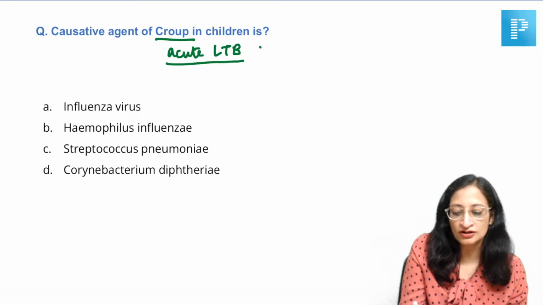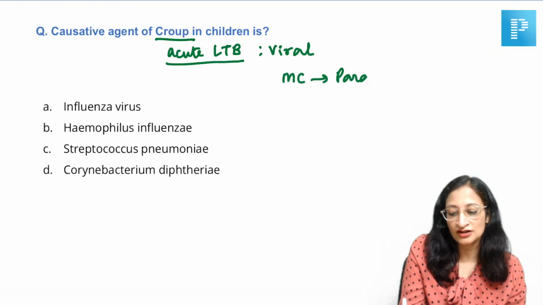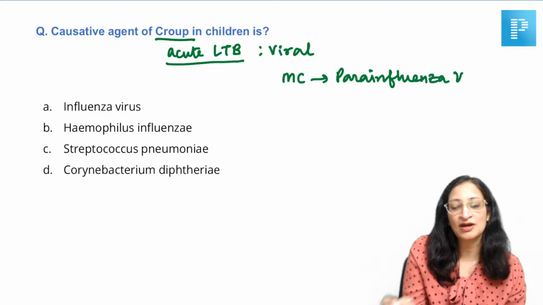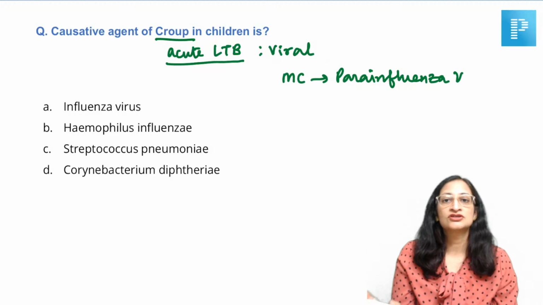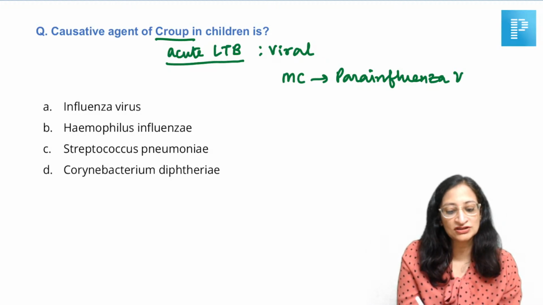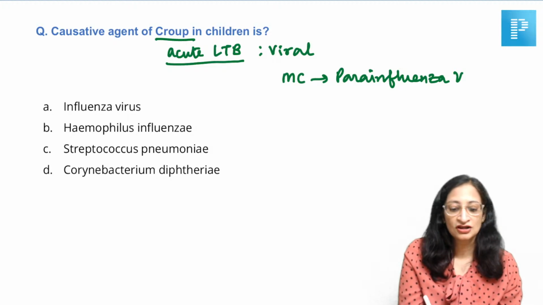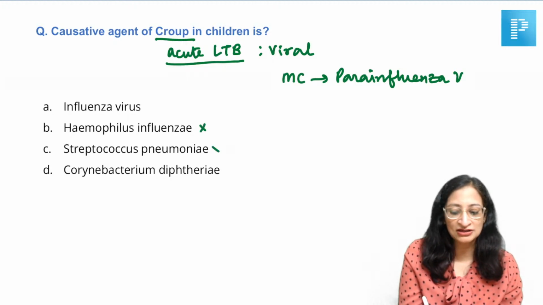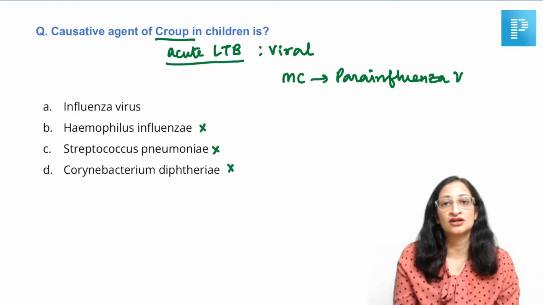So we know croup or acute LTB is a viral illness. The most common cause is the parainfluenza virus. But as I came to know from most of the students, parainfluenza virus was not in the options. Influenza virus was one of the options. Haemophilus influenzae, Streptococcus pneumoniae, Corynebacterium diphtheriae. Were these the options? You can see all of the others are bacteria, so it is not a bacterial illness. We all know it is a viral illness.